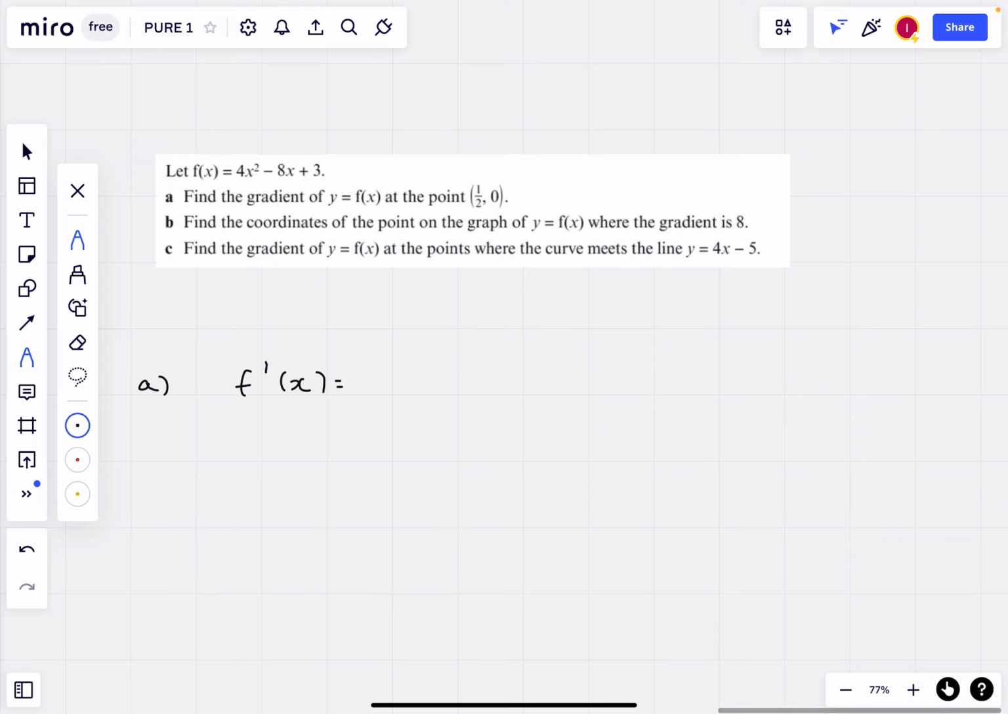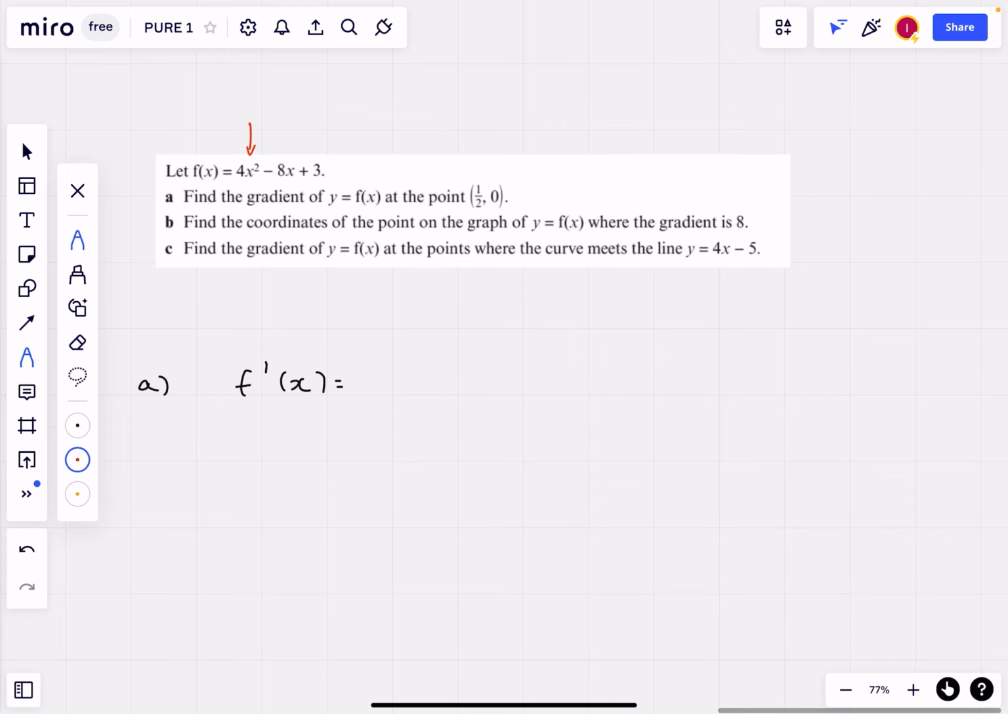You want to differentiate. Now, when you have a quadratic or any equation and you're trying to differentiate it, just differentiate each term separately. So try that. Give it a shot. Try and differentiate 4x squared minus 8x plus 3. You're going to do each one separately.